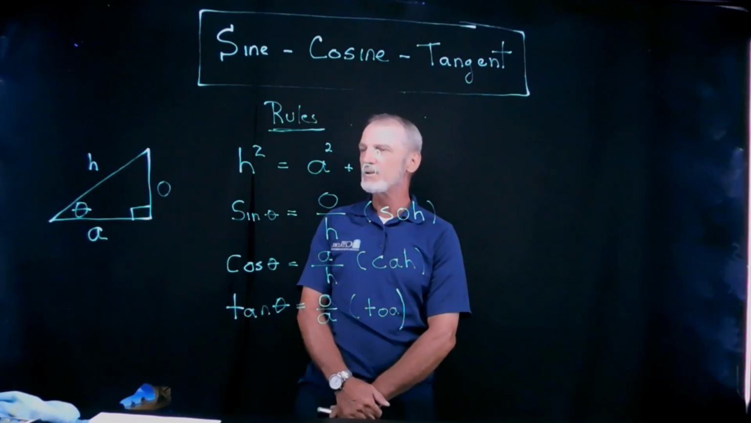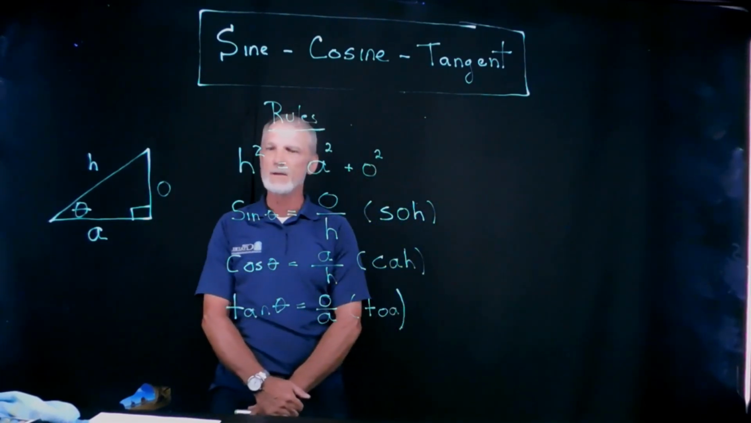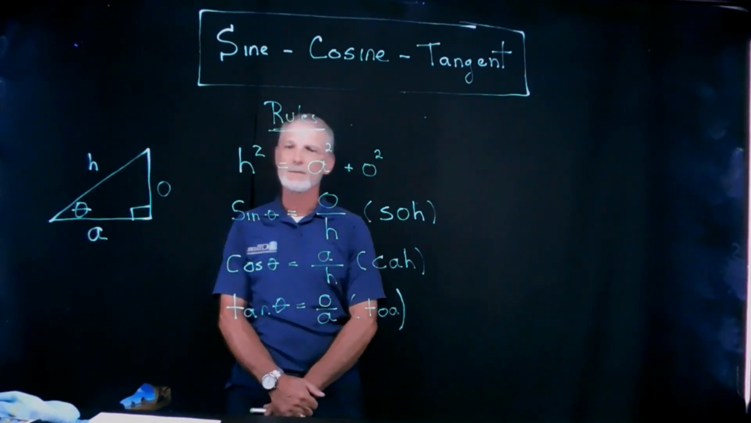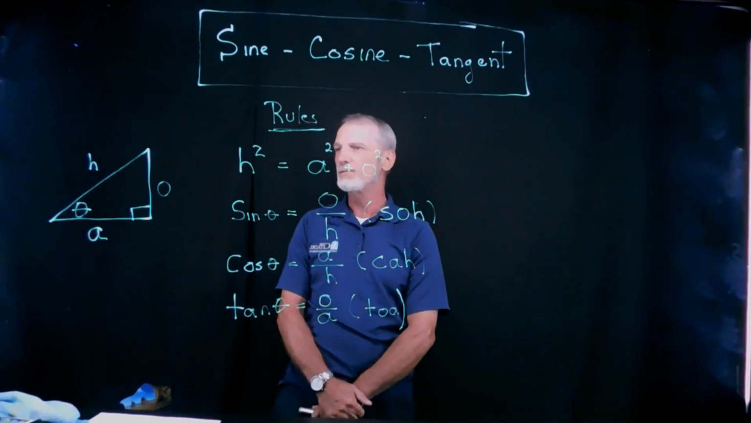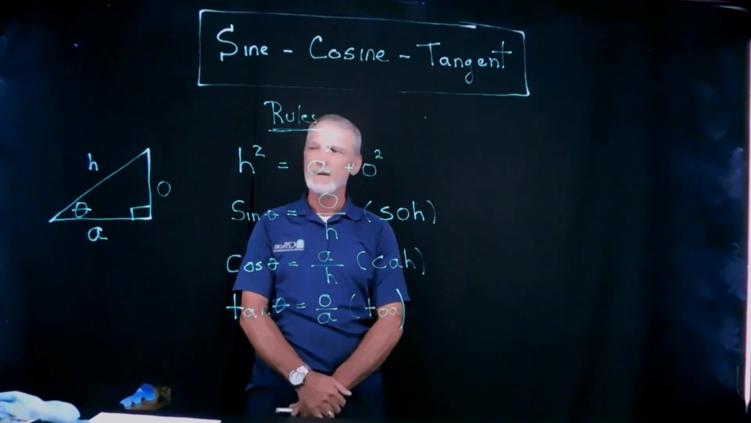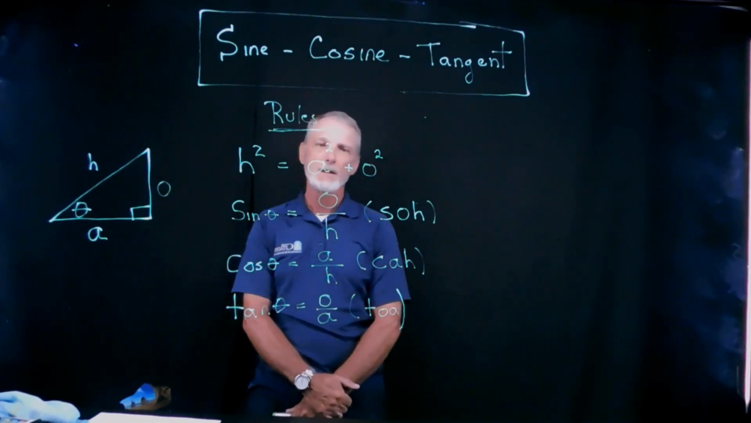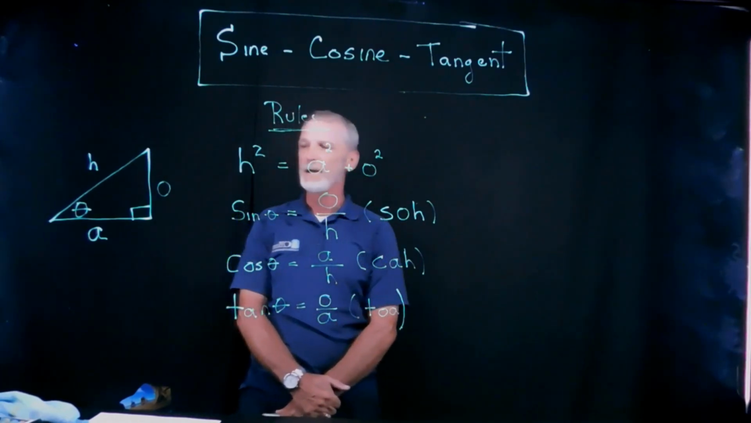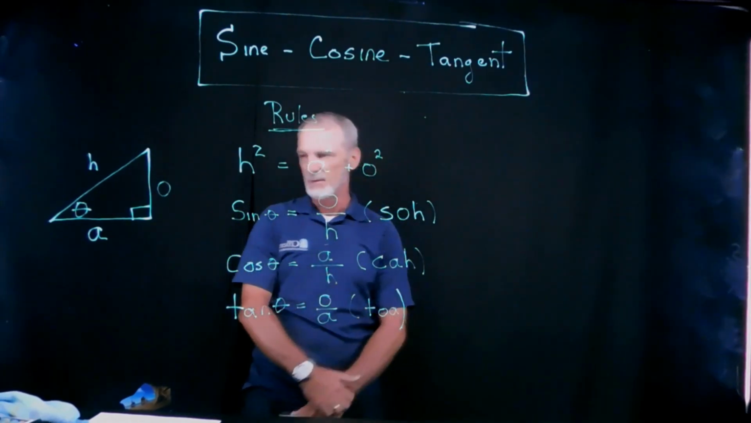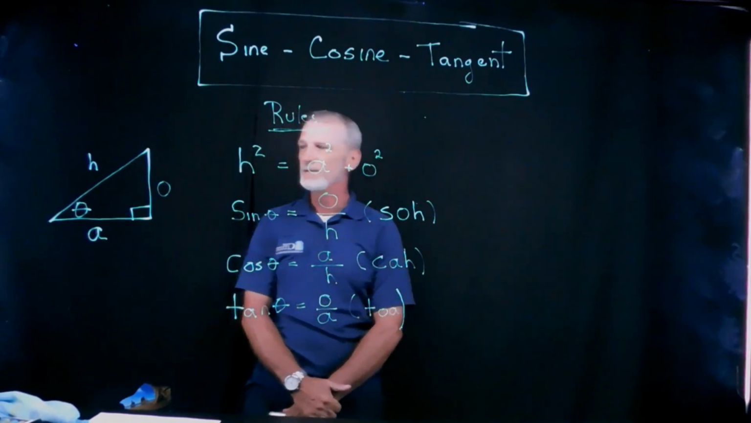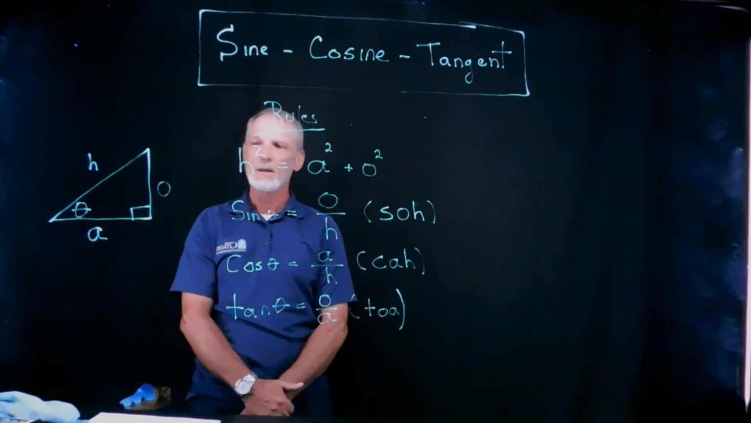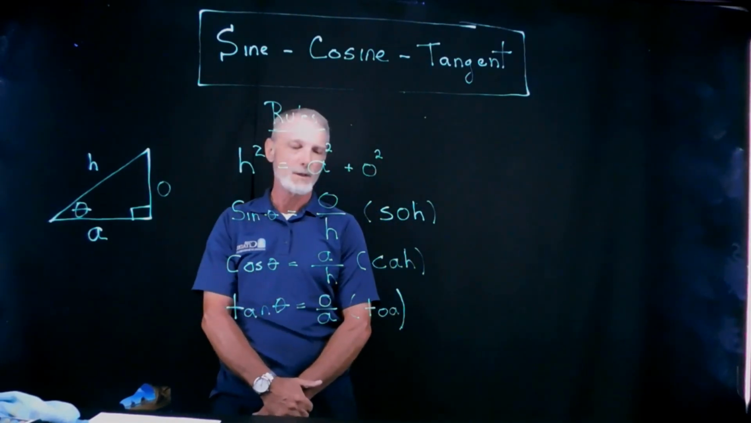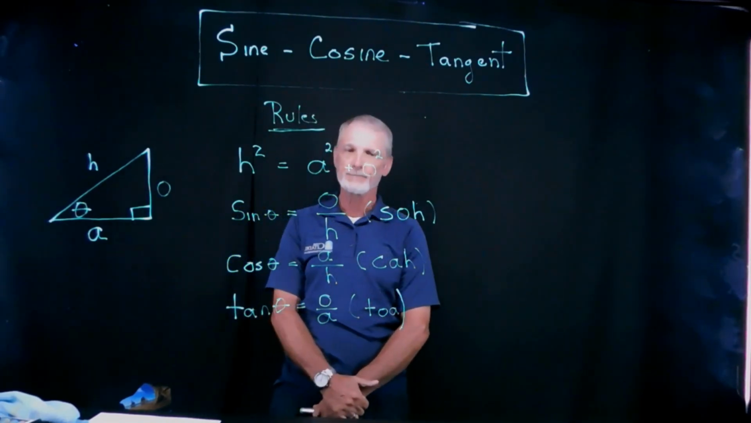We can also relate the sides of the triangle to the angle theta using three functions called the sine, the cosine, and the tangent. The sine of the angle theta is defined as the opposite side divided by the hypotenuse. The cosine of the angle theta is defined as the adjacent side divided by the hypotenuse. And the tangent of the angle theta is the opposite side divided by the adjacent side.